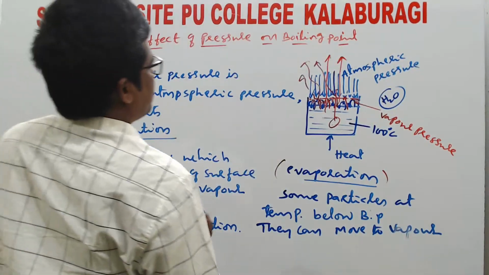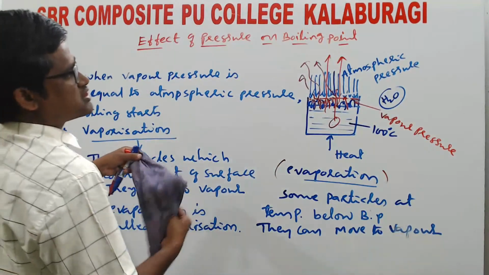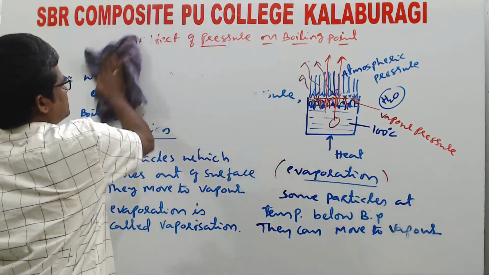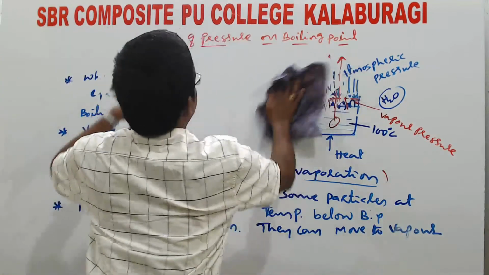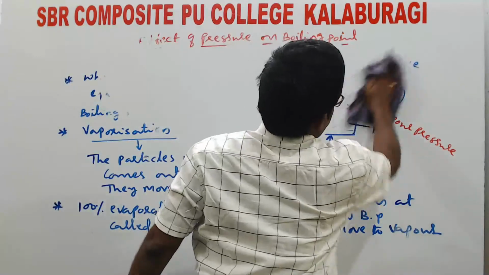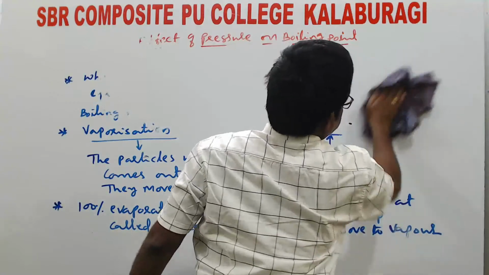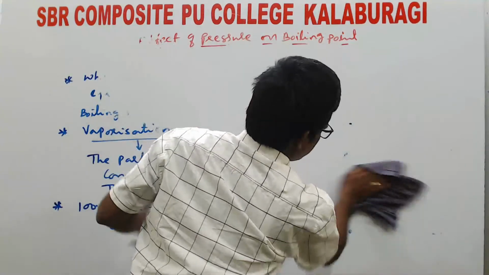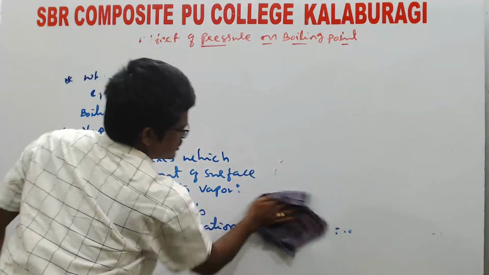So boiling will take place when the vapor pressure is equal to atmospheric pressure. Now we'll come to the effect of pressure on boiling point. This is a bit basic before I come to the effect of pressure on boiling point.